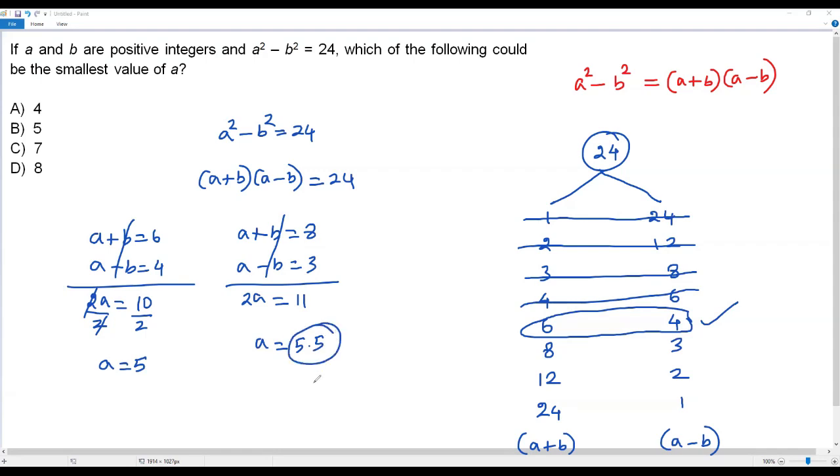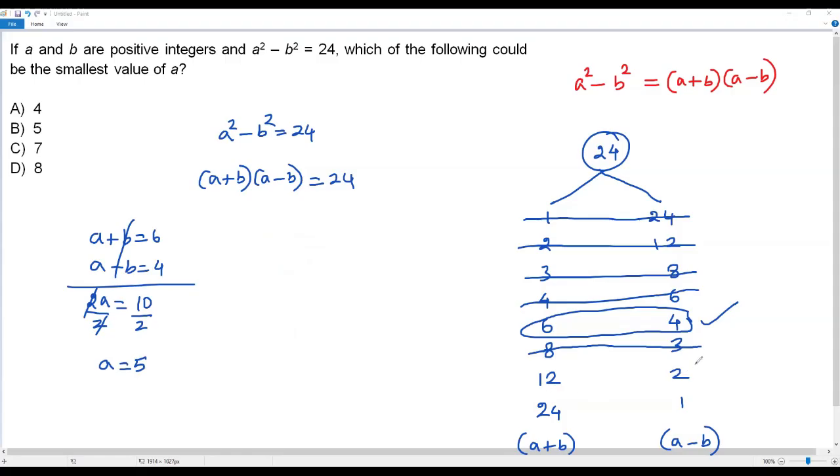Even though it is a positive value, it is not an integer, because according to the question, A has to be a positive integer. So when I consider the pair of factors 8 and 3 for A plus B and A minus B, I don't get an integer value for A. So we can reject this particular pair of factors.